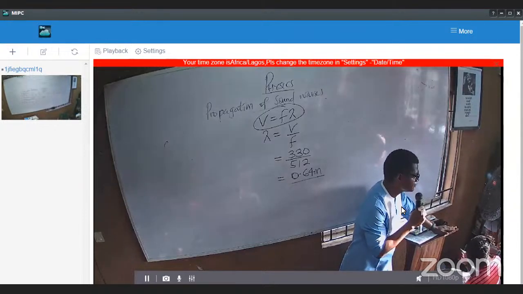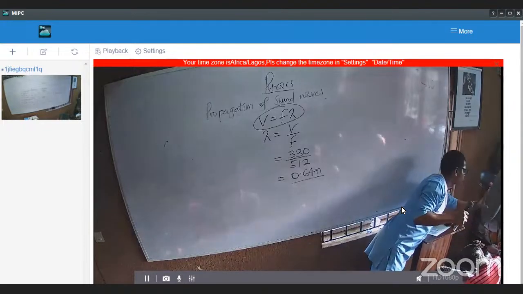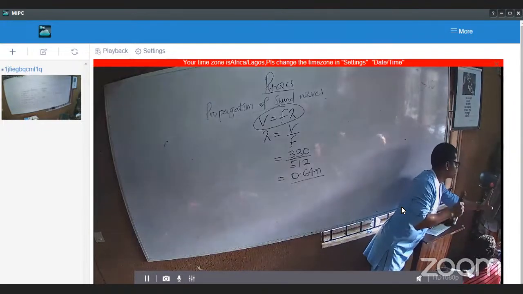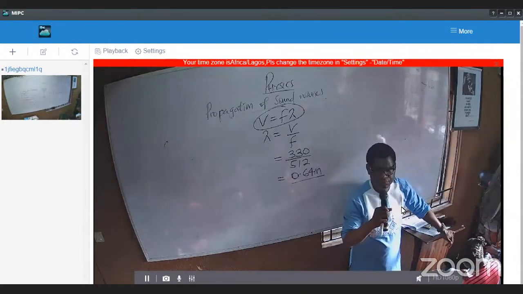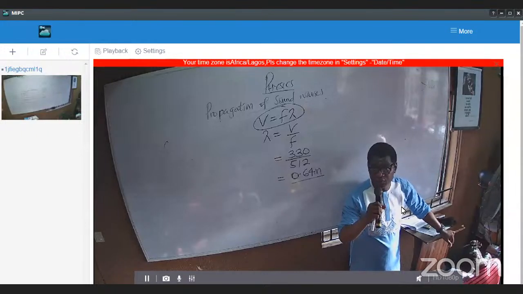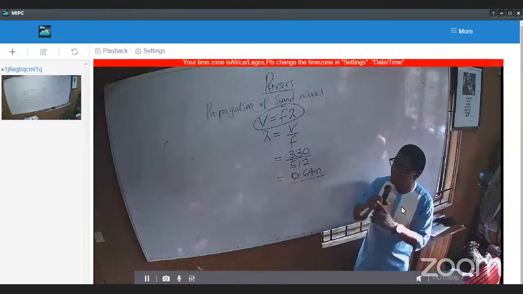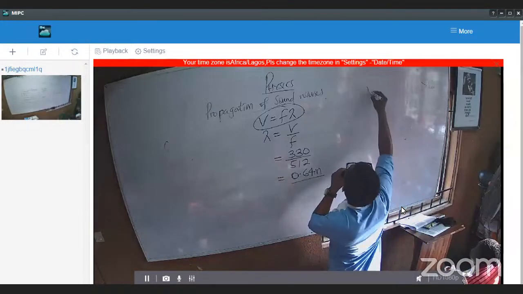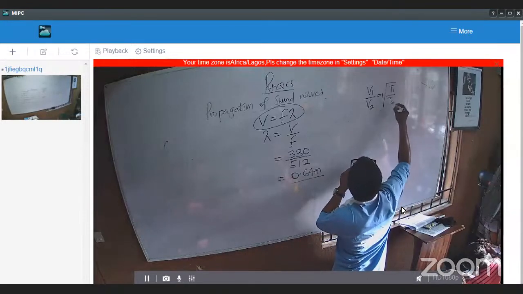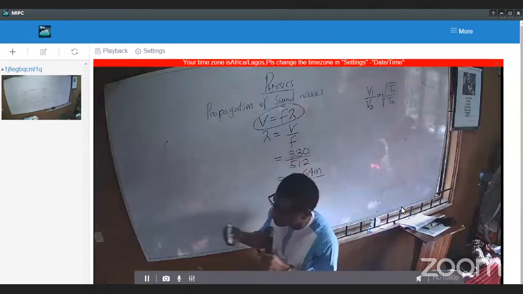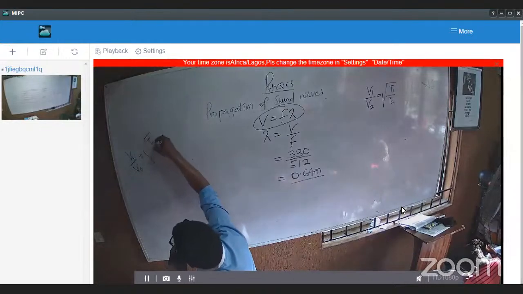Calculate the velocity at 47 degrees Celsius. Solve it. Use the formula. What's the formula, class? V2 square root of... V1 over V2 equals square root of T1 over T2. Don't forget to convert the temperature to Kelvin.